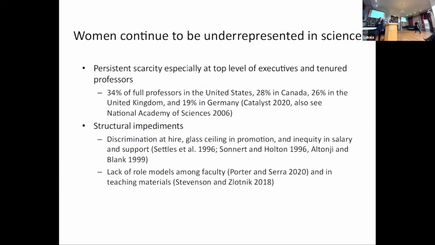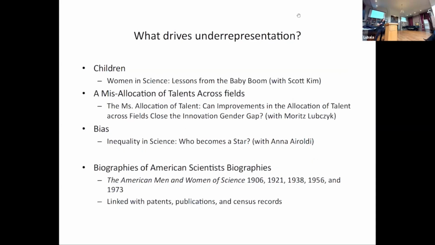There. Okay. So I'll start with why should we care about this? Which I probably don't need to tell you here, but women continue to be severely underrepresented in academia and academic science, especially at top levels. I will show you data for both overall science and economics. That could be due to a bunch of structural impediments, a lack of role models, or it could also be due to children.